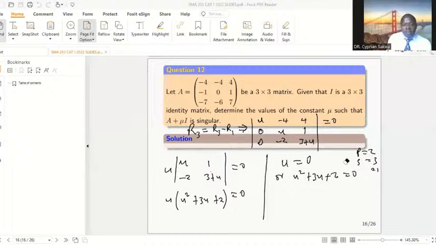So what happens when you factorize? You have mu plus 1, mu plus 2 is equal to 0, which implies that mu is negative 1 and mu is negative 2. But you already had found another mu to be 0. So we can call them mu1, mu2, mu3. But the values are negative 1, negative 2, and 0.